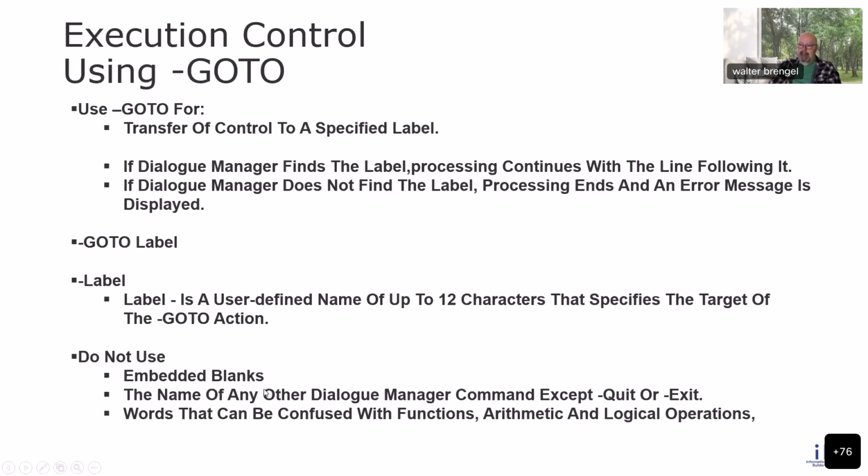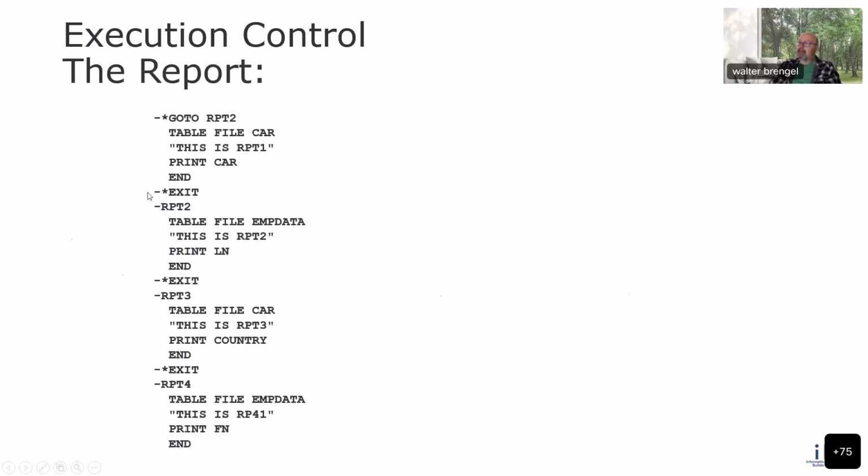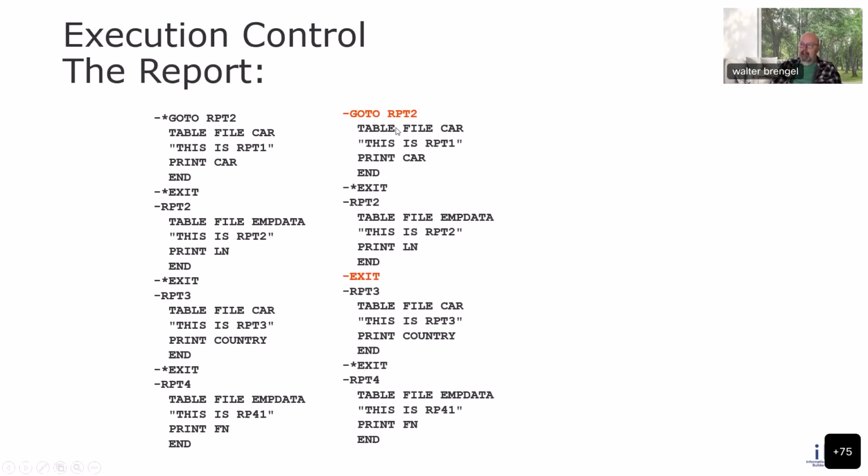Don't use embedded blanks for the label name or the name of any other dialog manager command, basic rules. So in this report, we have a bunch of go to RPT2, and then go to RPT, then we have a bunch of exits, and a lot of this is commented out. So if it ran okay, you got RPT1, RPT2, RPT3, and RPT4. But you can then control the go to, uncomment the go to, and say just go to RPT2.